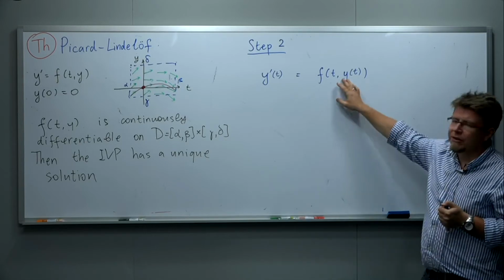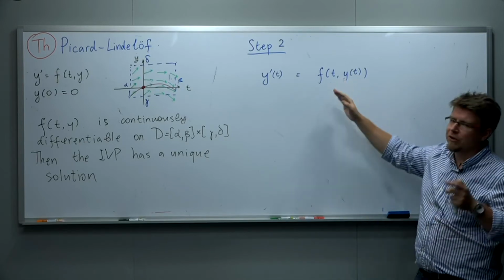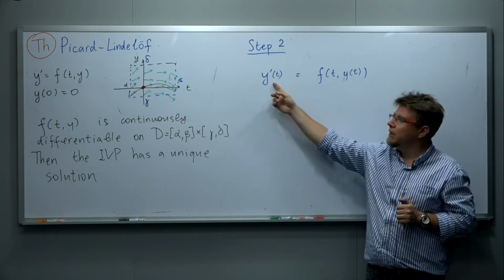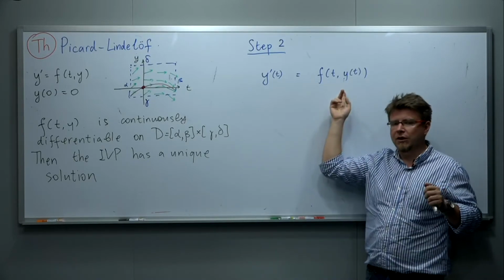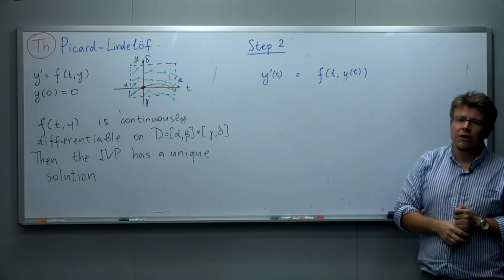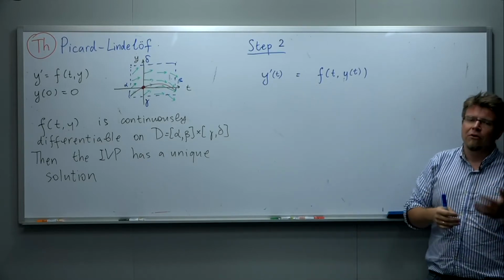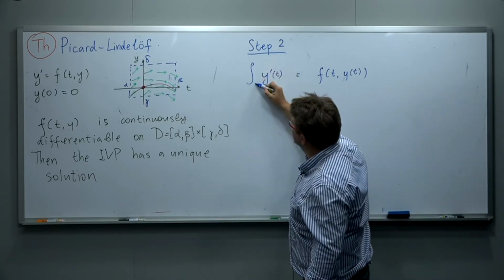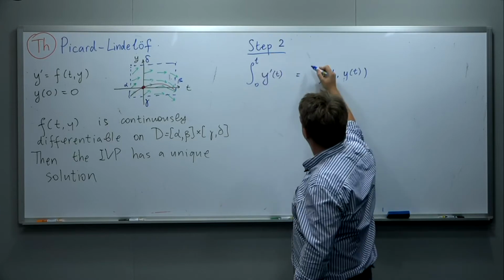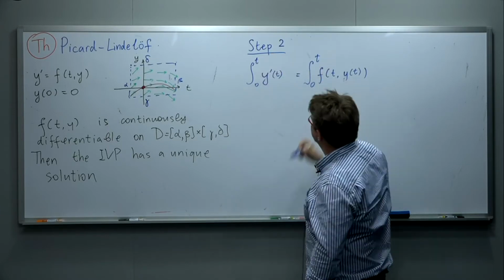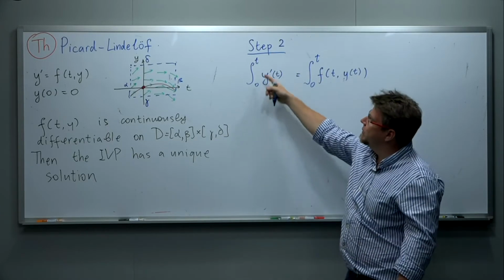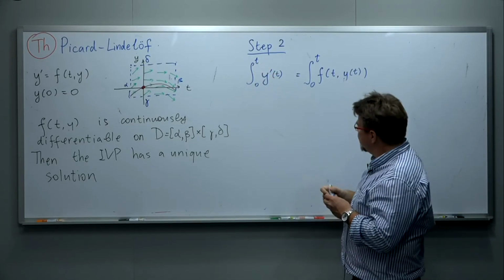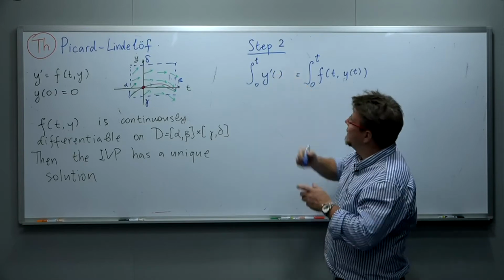Then this is true for all values of t. If this is true for all values of t, it means that this function equals this function, and therefore their integrals are also equal. So if we have an equality that holds for all values of t, we can integrate it. So we are going to integrate this from 0 to t. But of course, when we integrate from 0 to t, then t becomes the upper limit of integration, so we need to change the variable t to something else, for example, to s.